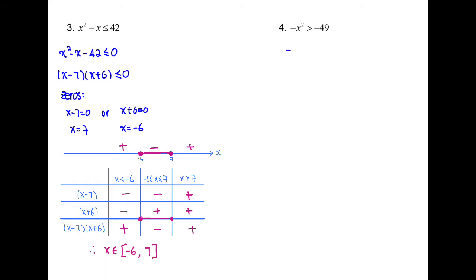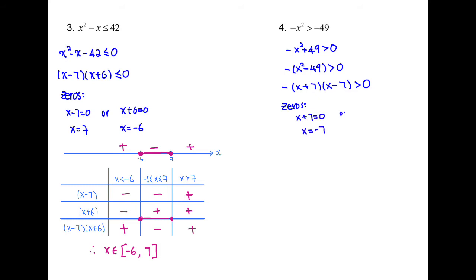Example 4. The first thing is to add 49 on both sides of the inequality, so we have a 0 on one side. Next, we're going to factor out a negative 1 to make the quadratic relation easier to factor. Then we factor the quadratic into (x + 7) times (x - 7). Then we find the zeros. x + 7 = 0 means x = -7, or x - 7 = 0 means x = 7.